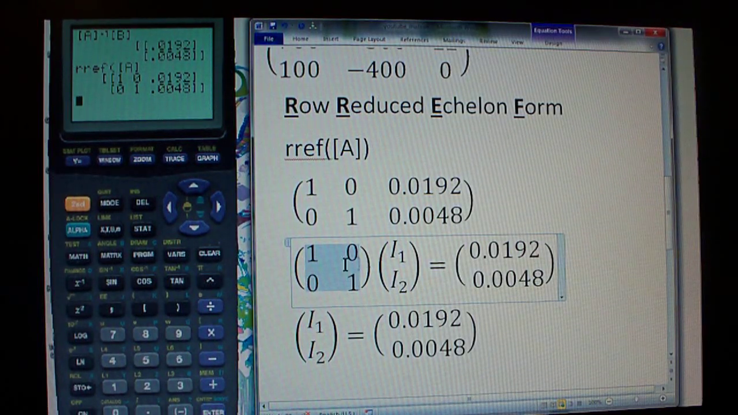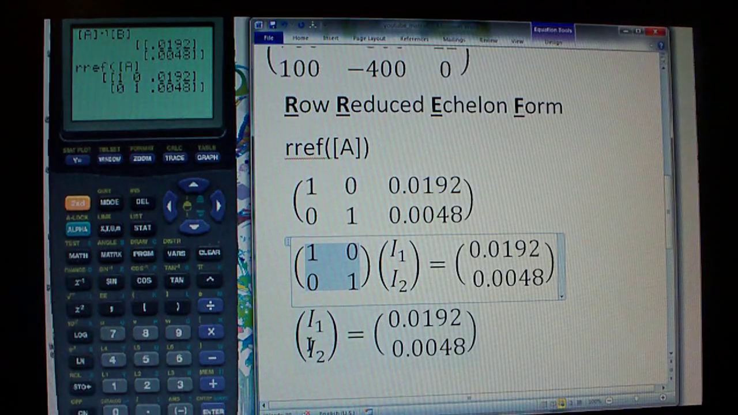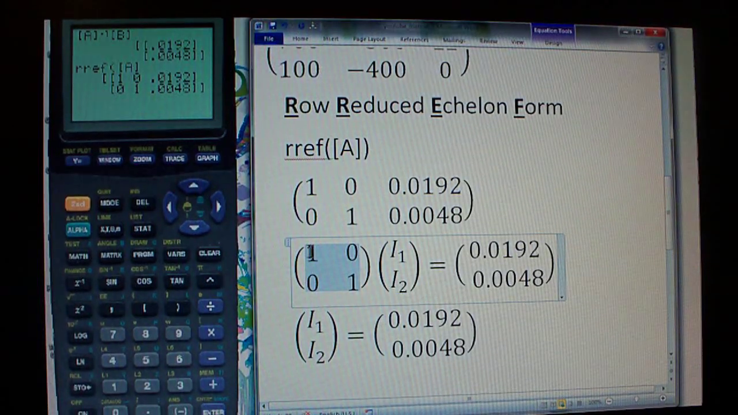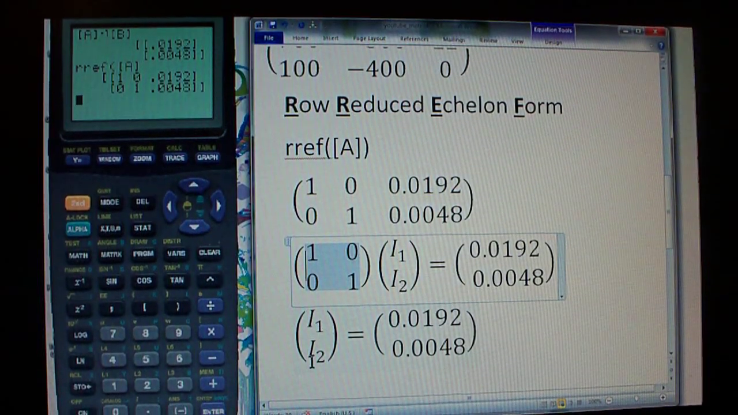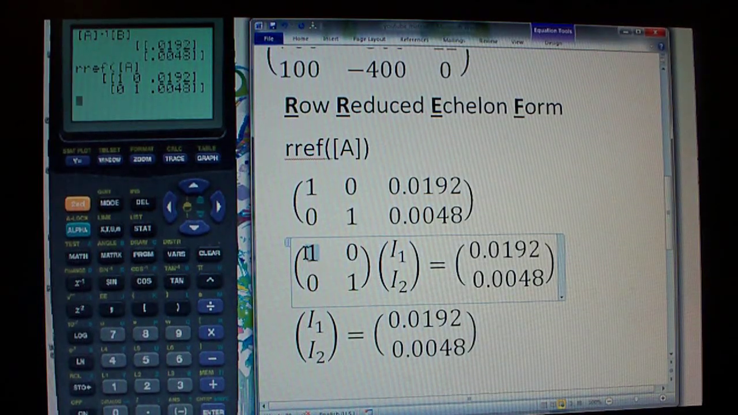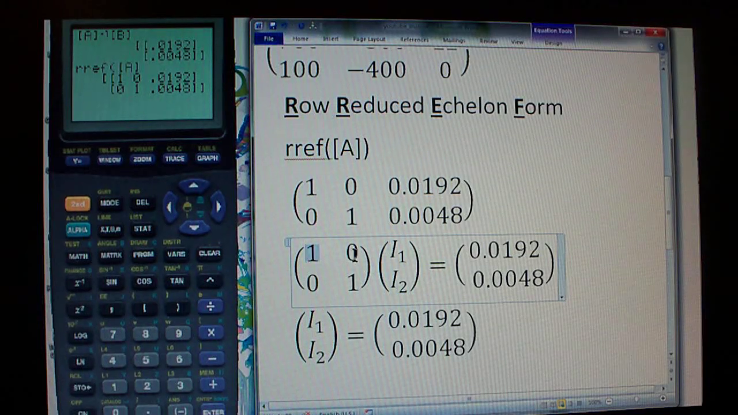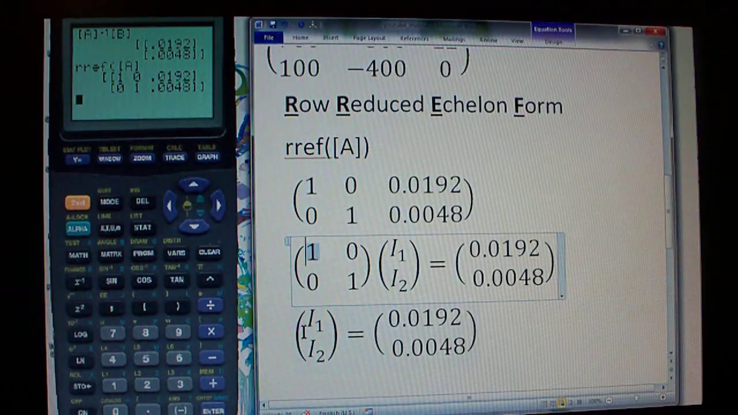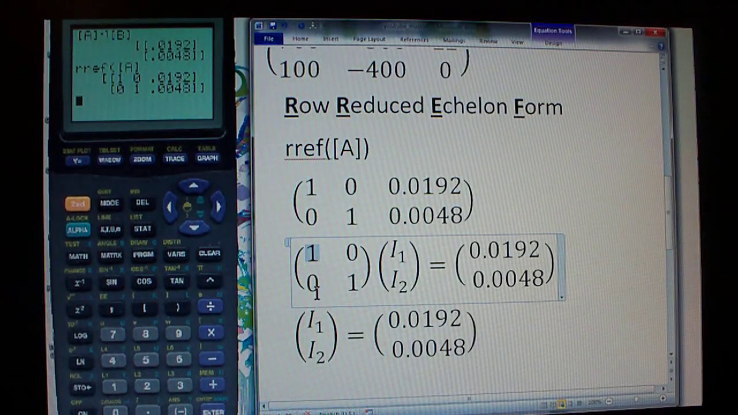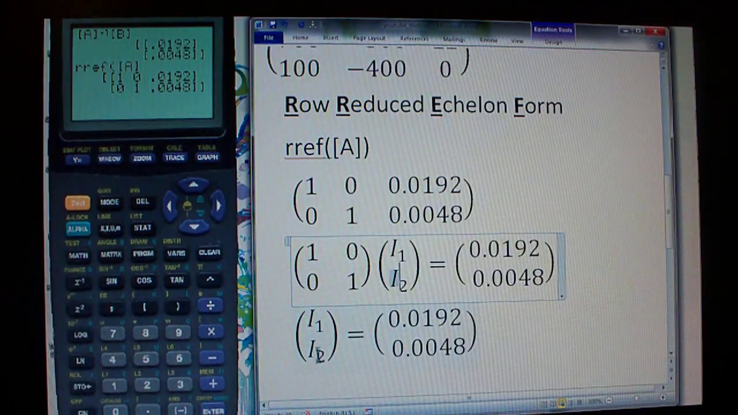And you can actually do the matrix multiplication to find out that the left side turns into just I1 and I2. Just do this: 1, 0 times I1, I2. The rule for matrix multiplication is across down. So you do across down: 1 times I1, 0 times I2. You add them together, you get I1. You do the same thing over here: 0 times I1, 1 times I2. Adding them together, you get I2.